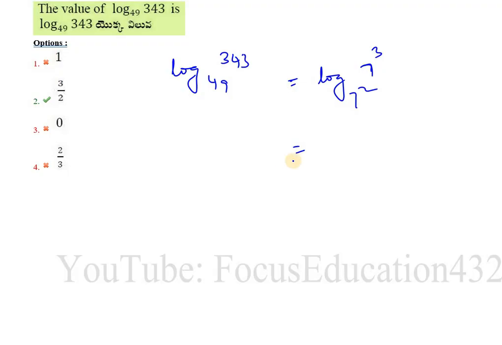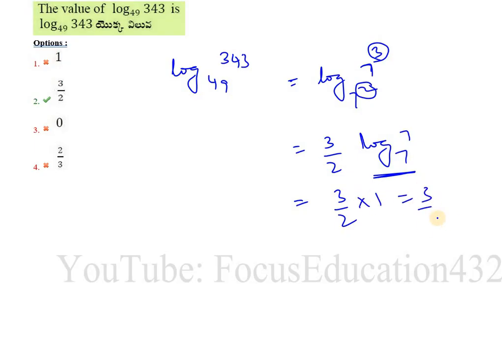So for this we have a formula. If you get powers in both the base and the argument, first write this power divided by this power: 3 by 2, log base 7 of 7. Anything like log base 10 of 10, base 2 of 2, base 7 of 7 is 1. So this becomes 1. So 3 by 2 multiplied by 1 is 3 by 2. So this is the answer.